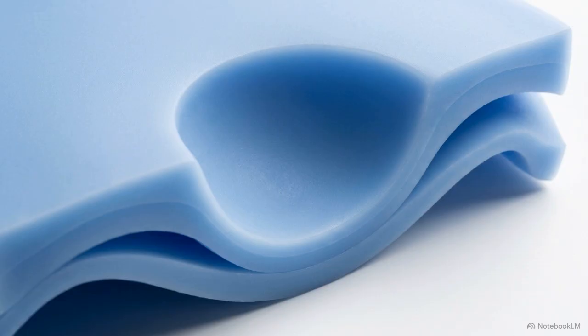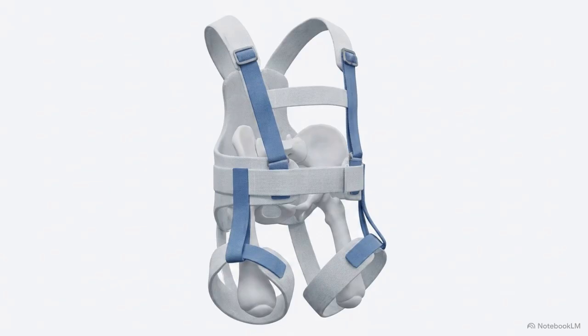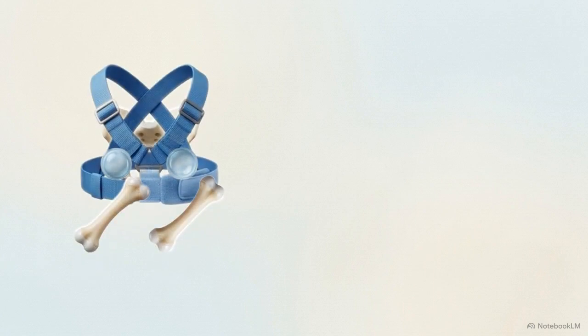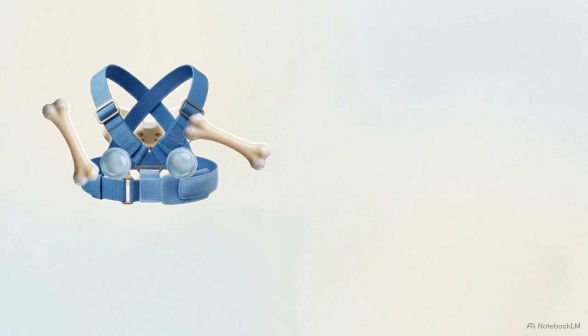The core logic of DDH treatment is straightforward. The younger the infant, the more pliable the cartilage, and the higher the potential for the acetabular socket to successfully remodel its shape. For infants diagnosed under 6 months of age, the absolute first-line treatment is the application of a Pavlik harness. The biomechanics of the Pavlik harness are highly specific. As shown here, the straps force the infant's hips into strict, constant flexion and abduction.